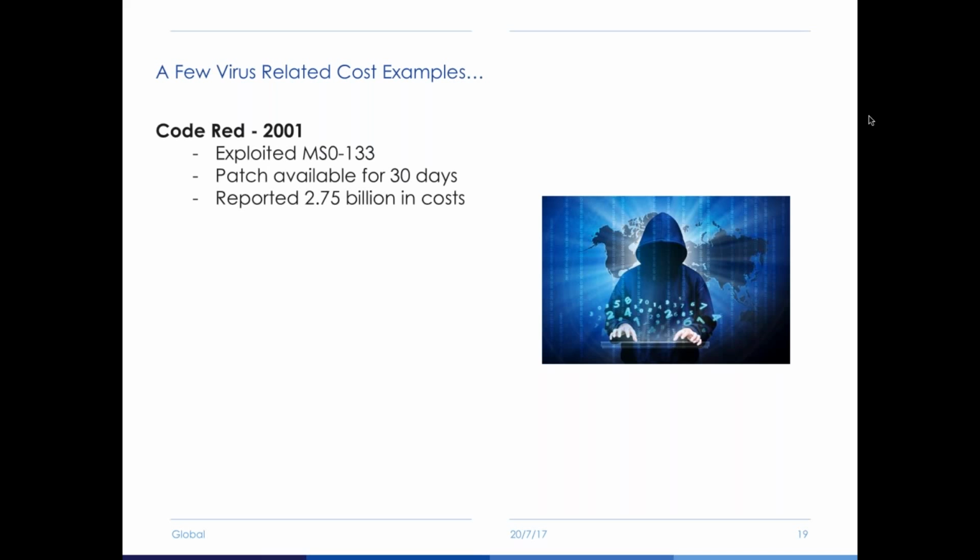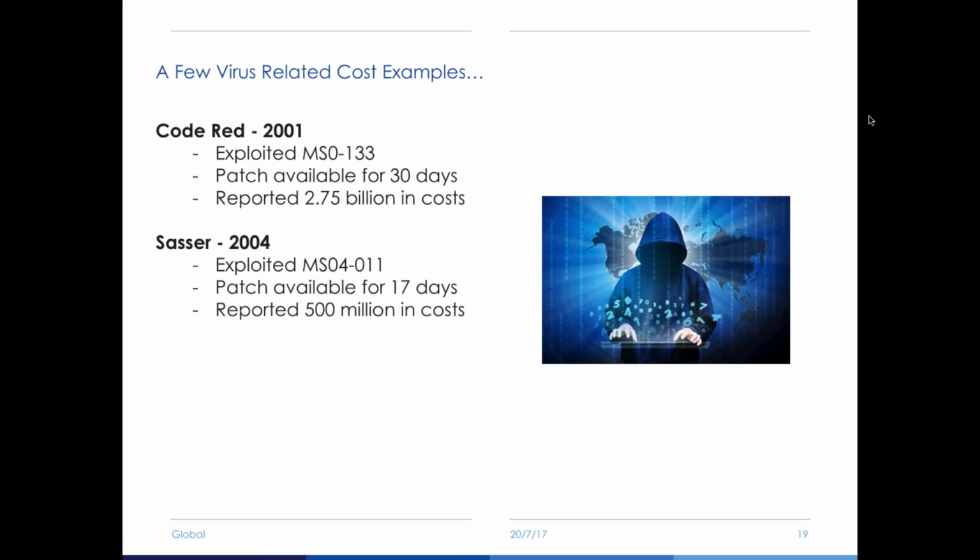Code Red, going all the way back to 2009. This exploited a Microsoft vulnerability, MS01-033. There was a patch available for this for 30 days already. It had already been out for a full month. The costs for this one were reported at $2.75 billion. That's the damages.